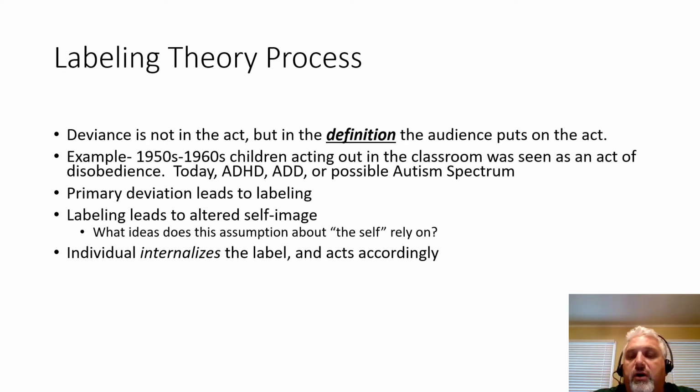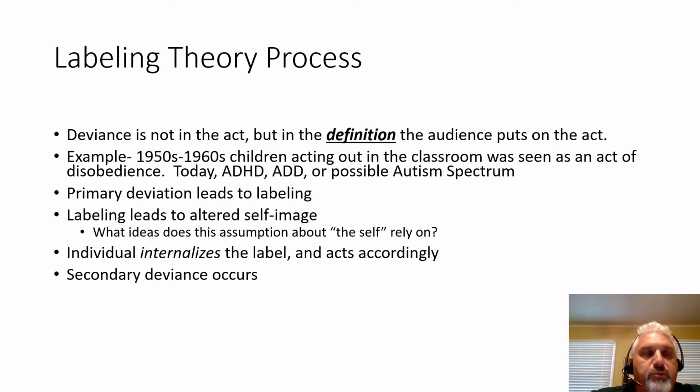And this is called the process of internalization, when the person who accepts the deviant label internalizes it and begins to act out that role of the disobedient student. It is throughout this process that we get the idea of a secondary deviant act. And so the secondary deviance occurs when? Well, when the person gets formally involved in the criminal justice system.